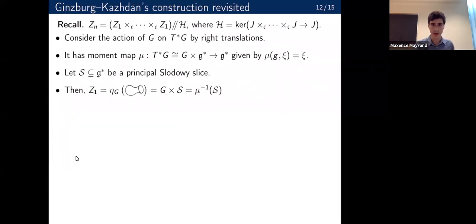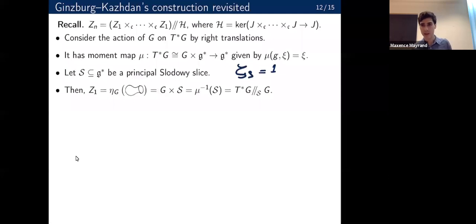And well, this can be viewed as just the preimage of S under this moment map here. And as such, as I explained in the previous slide, this can be viewed as the reduction along S, because that's the case where the G_S, the stabilizer, is trivial. So that's the special case of this construction.